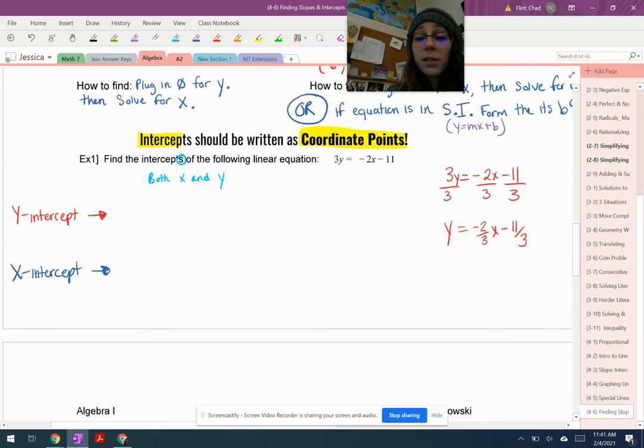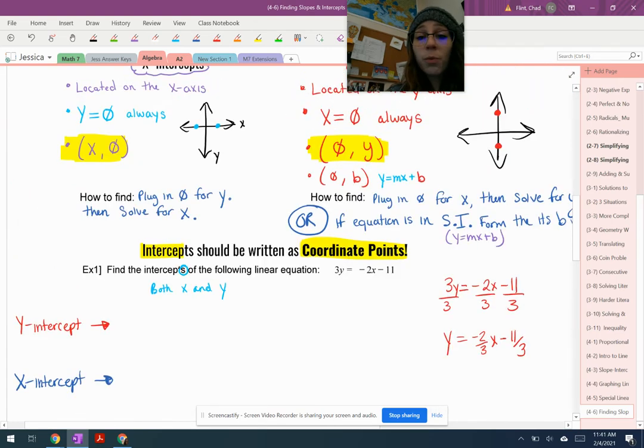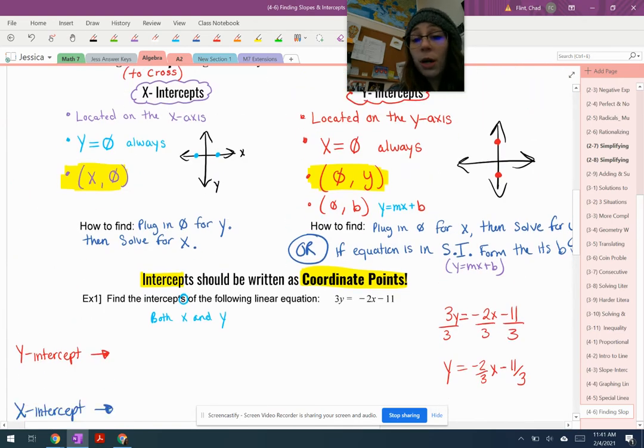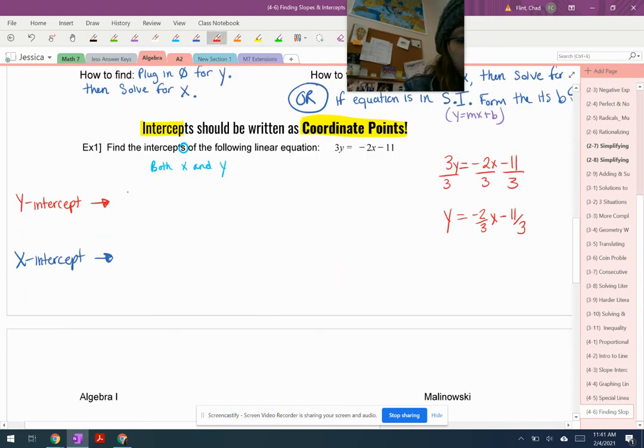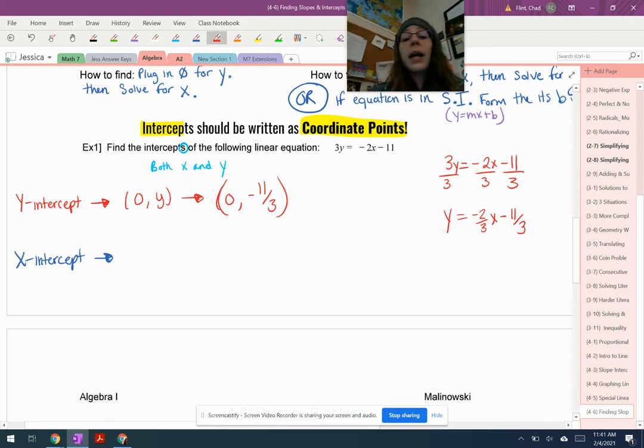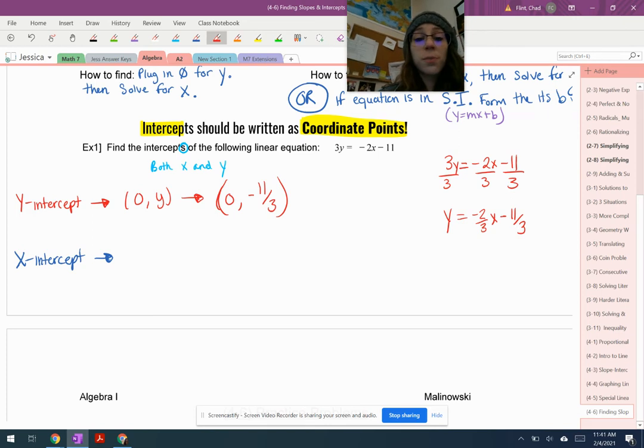So that means my y-intercept, remember, y-intercepts are 0, comma y. So this is going to be 0, comma y, which is 0, comma, negative 11/3. And again, it's okay when we've got fractions and decimals for those intercepts, especially because we're not trying to graph it in this situation. If we were trying to graph it, that would give us some problems.